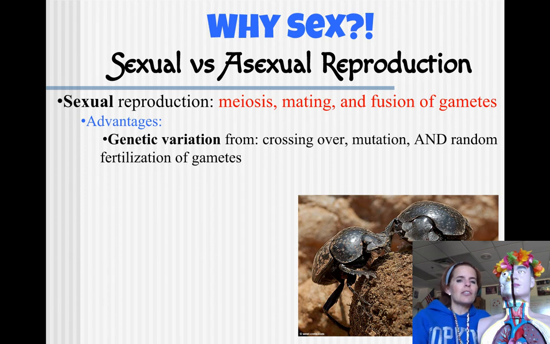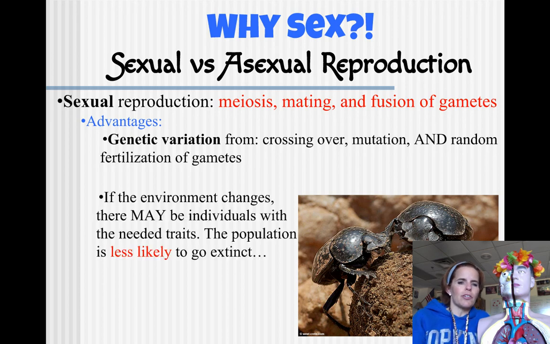Sexual reproduction leads to a lot of genetic variation from the three things we just mentioned: crossing over, mutations, and random fertilization of gametes. With sexual reproduction, if the environment changes, because there's this huge diversity in the species, there might be individuals who actually have the needed traits to respond to the environmental changes, and that makes the population less likely to go extinct. That doesn't mean the population won't go extinct. It just gives them a little bit more diversity to handle an event in the environment.